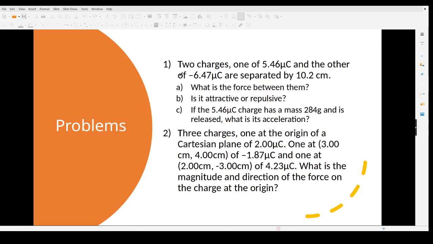Let's do some problems. Two charges, one of 5.46 microcoulombs and the other of negative 6.47 microcoulombs, are separated by 10.2 centimeters. What's the force between them? Let's do part B: is it attractive or repulsive? Since these two charges are opposite, one's positive, one's negative, it's obviously attractive.